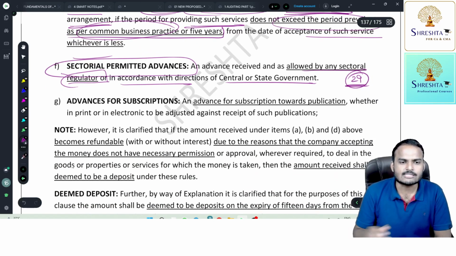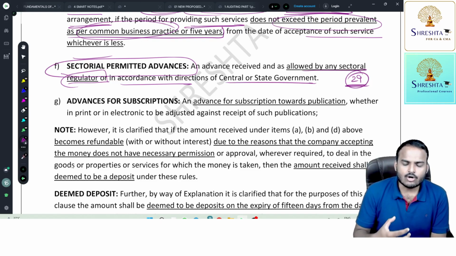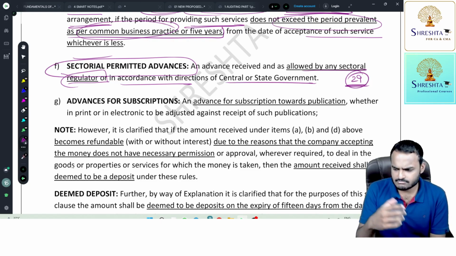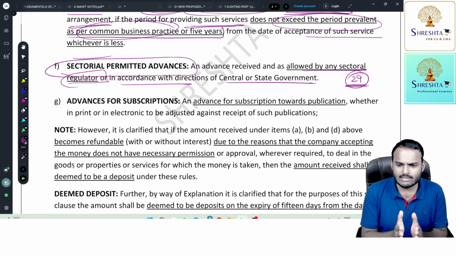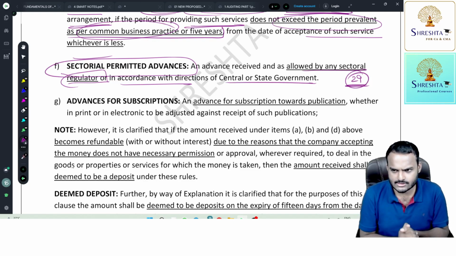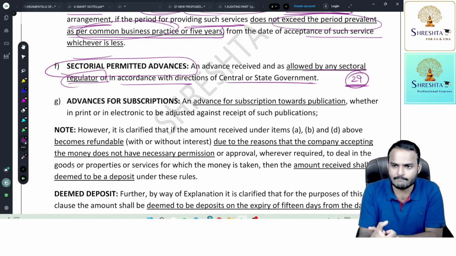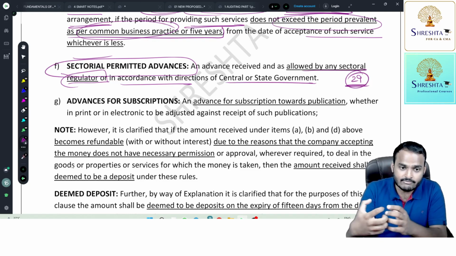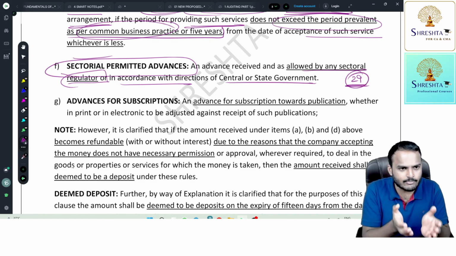Next, advances for subscriptions. An advance for subscription towards publication, whether in print or in electronic form, to be adjusted against receipt of such publications. Suppose we entered into a contract with a certain business magazine, the Hindu business magazine or Indian Express business magazine, and we told them, sir, for the next 12 months every Sunday our advertisement should appear on the first page. For this, we are paying you some 10 crores. Now the 10 crores received by this print company, that business magazine company, I'm talking about the company which is receiving 10 crores advance, this is also not treated as deposit. This is also one type of business advance.